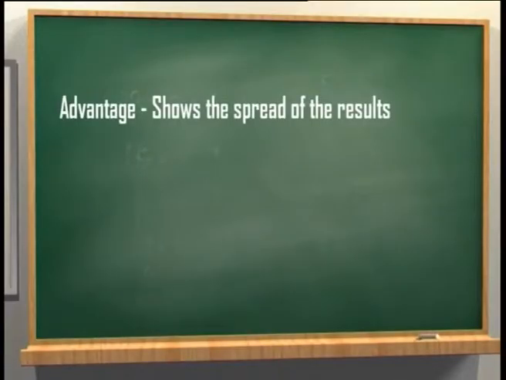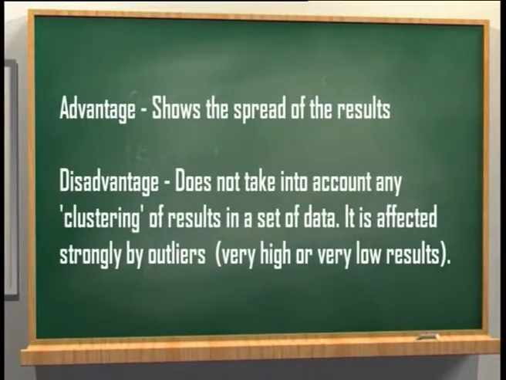The middle range point or the mid-range point, that is the point halfway between the two extremes, is an indicator of the central tendency of the data. Again, it is not particularly robust for small samples. The advantage is that it shows the spread of the results, and the disadvantage is that it does not take into account any clustering of results in a set of data. It is affected strongly by outliers, that is very high or very low results.